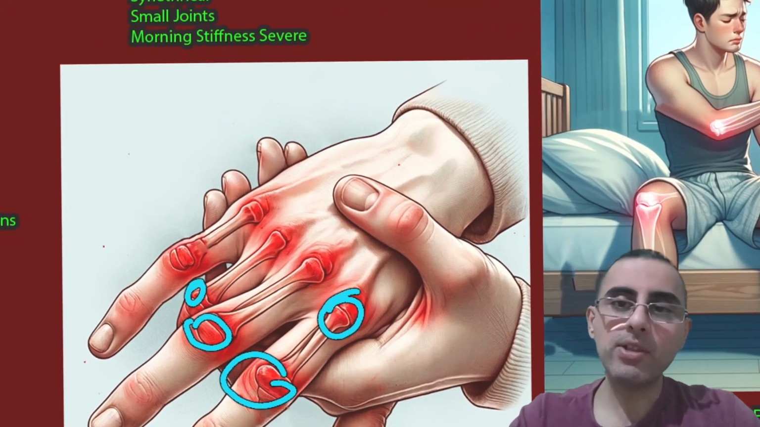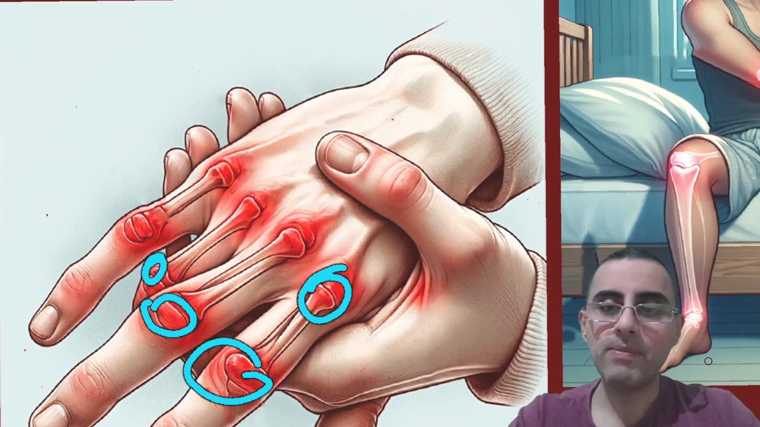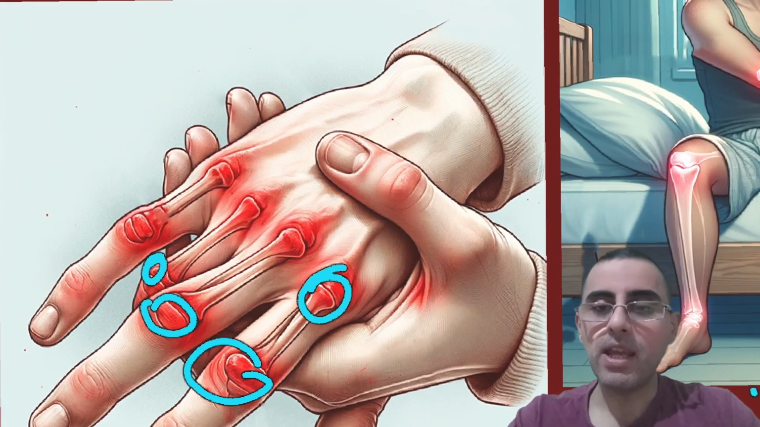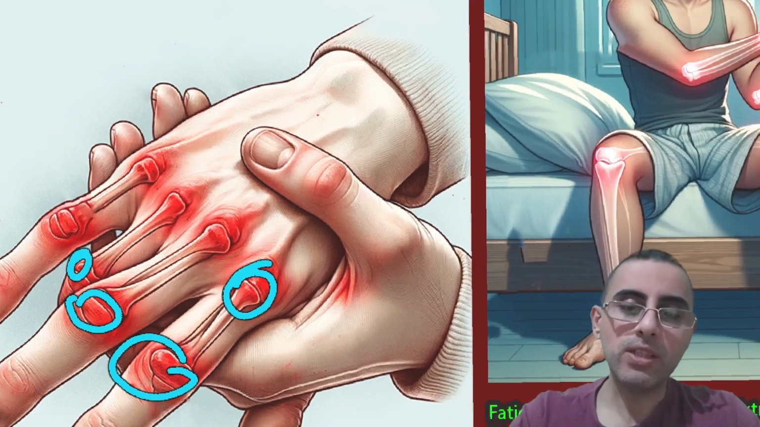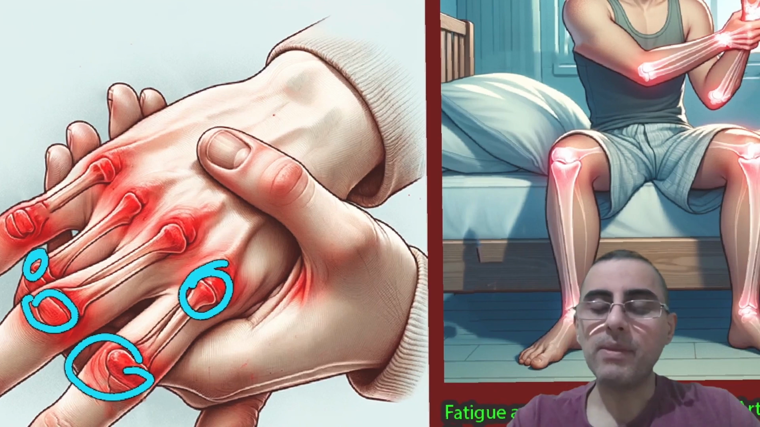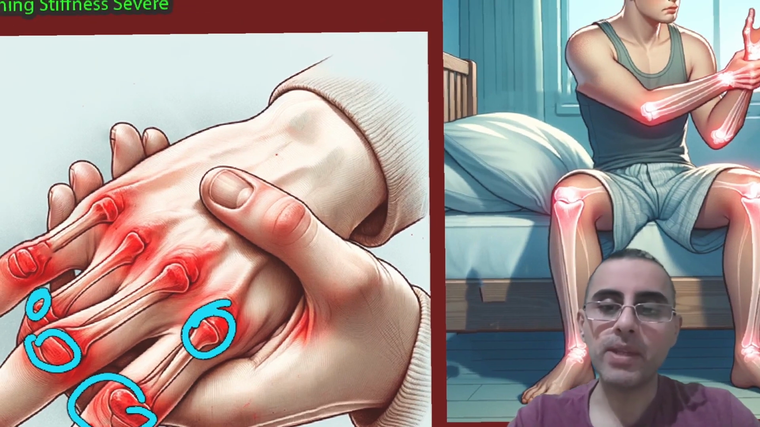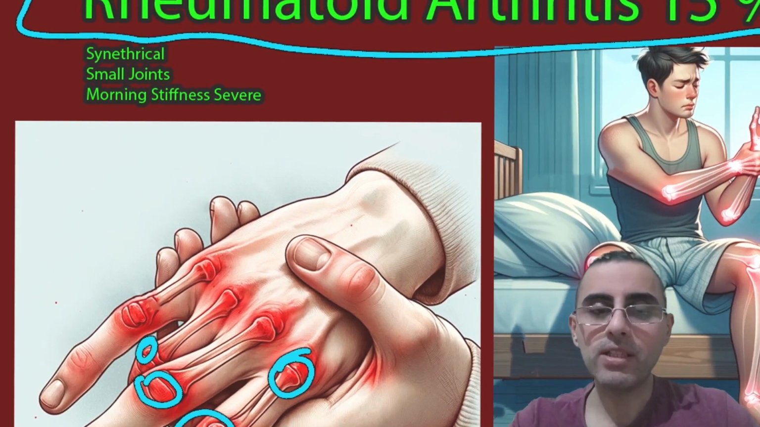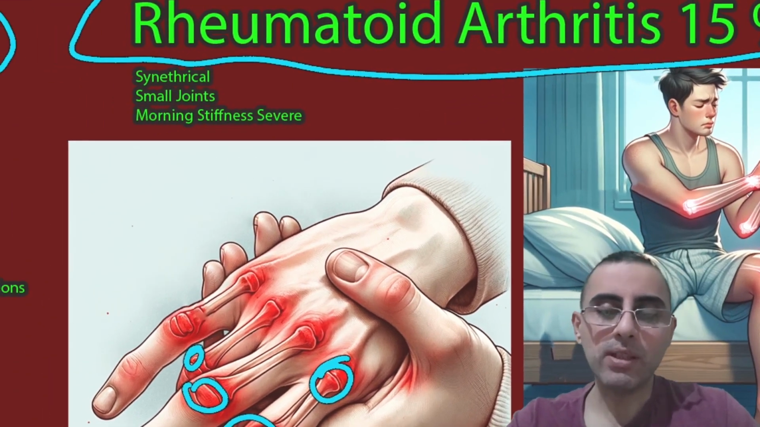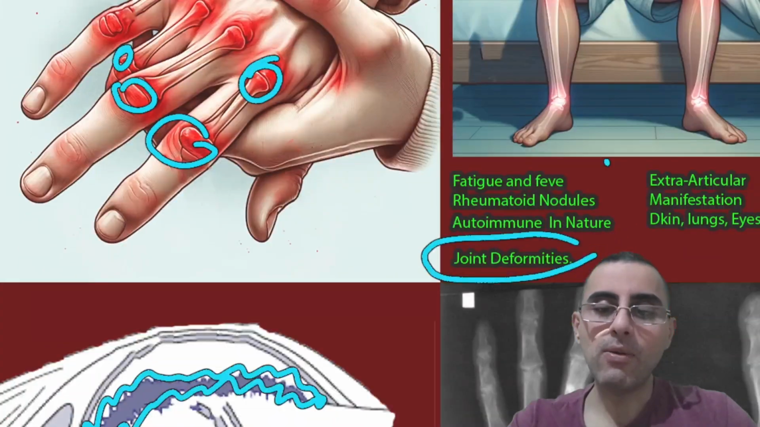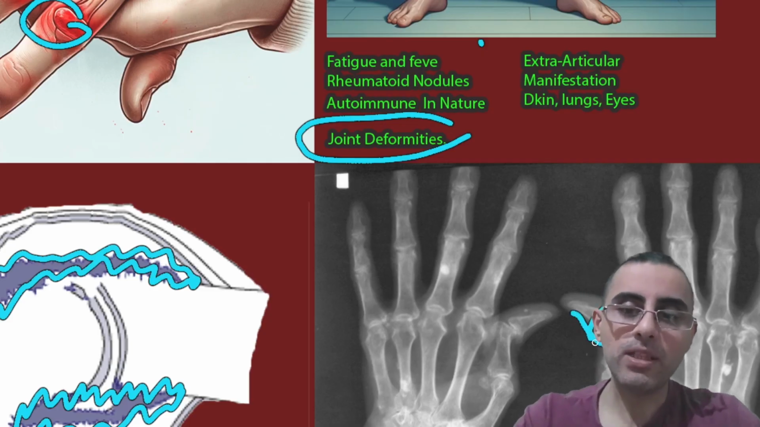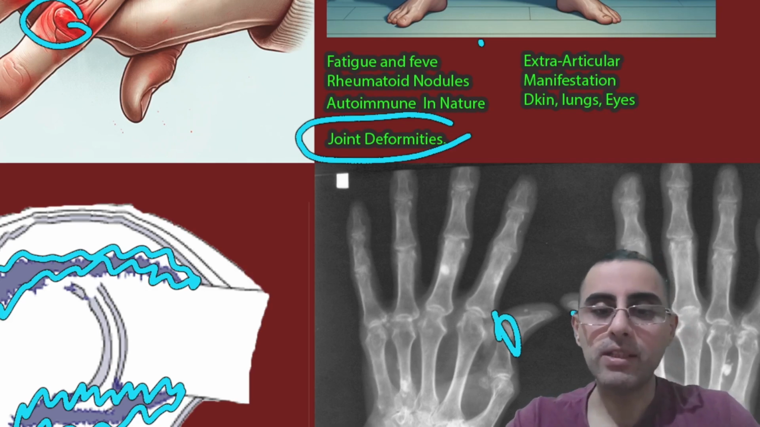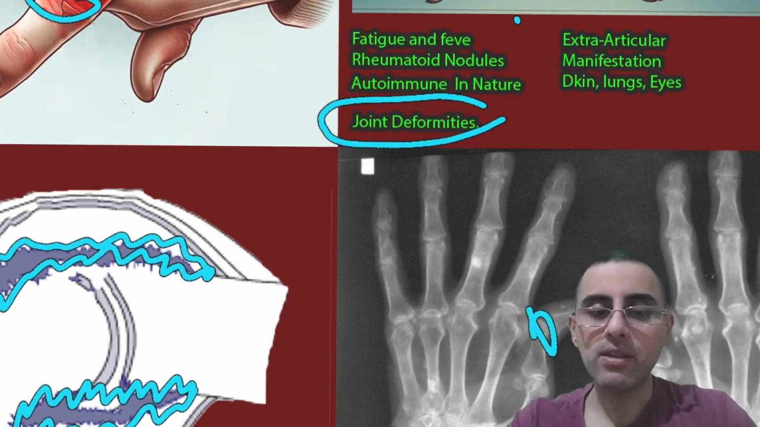And rheumatoid arthritis can have fatigue and fever, and rheumatoid nodules also, and it's autoimmune in nature, and over time it can cause joint deformities also. It can have extra-articular manifestations also, like skin inflammation, lungs and eyes. So rheumatoid arthritis affects not only joints but other parts of the body, and over time it causes joint deformities, you can see, but it requires time and is already a serious condition.